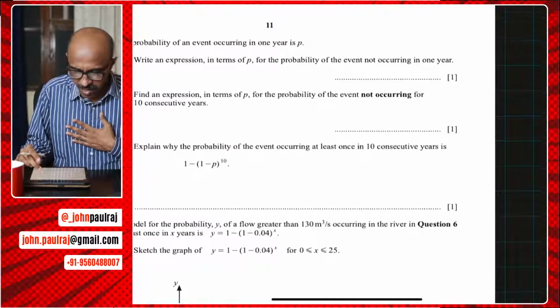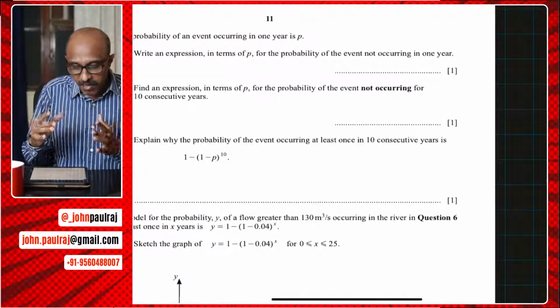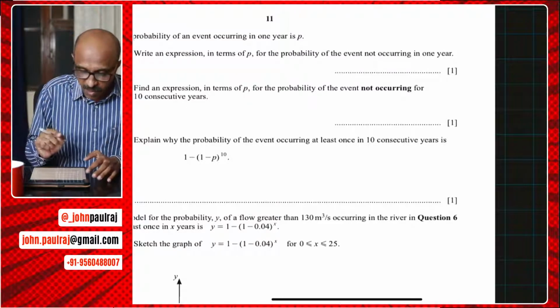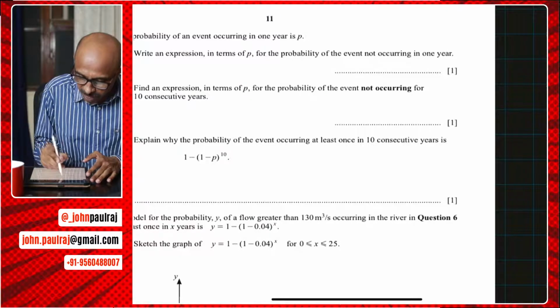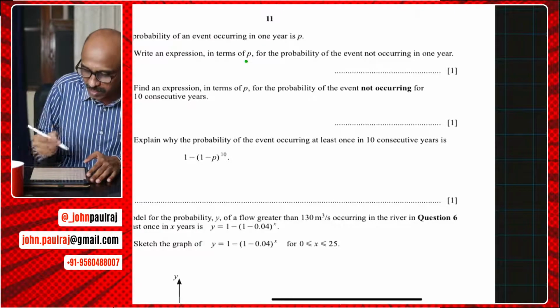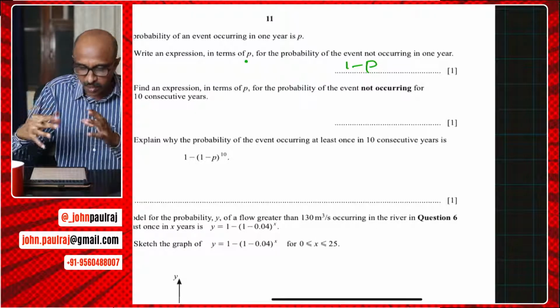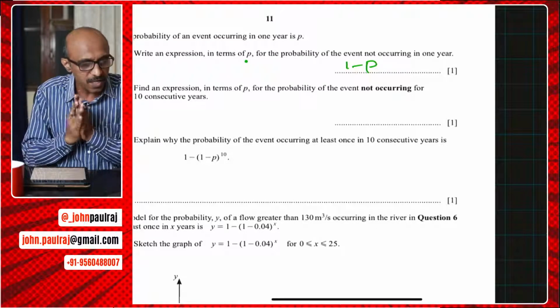Number 7. The probability of an event occurring in 1 year is P. Write an expression in terms of P for the probability of the event not occurring. That's like the complement. Okay, so not occurring is just 1 minus P. All right, this may not be directly related, but because the question is about probability, there it goes.